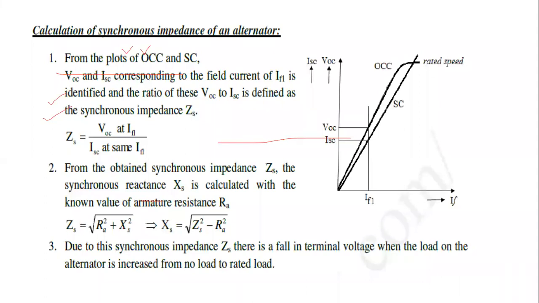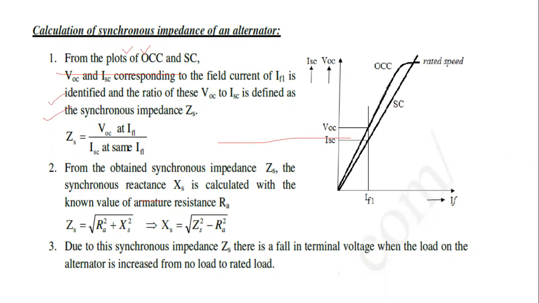How is it conducted? It is conducted with the short circuit on the armature side. We increase the excitation until the ammeter reaches the rated value, and then we note down IF versus ISC. Then we draw the SCC curve.